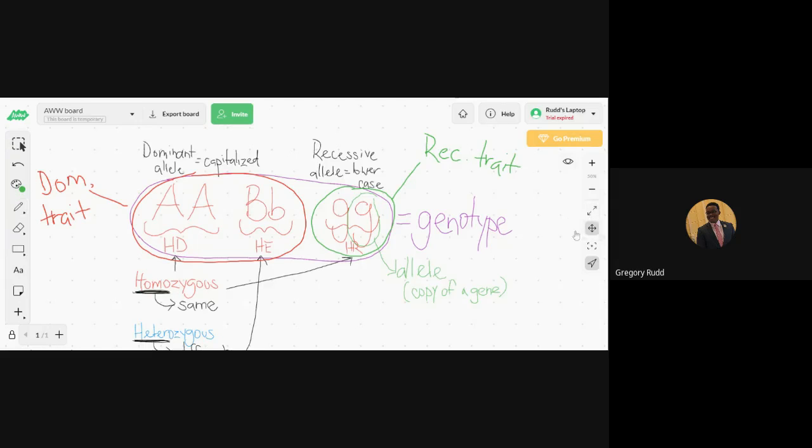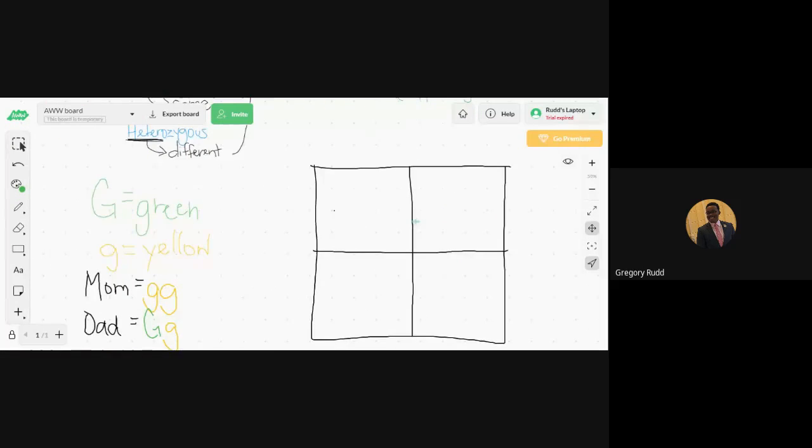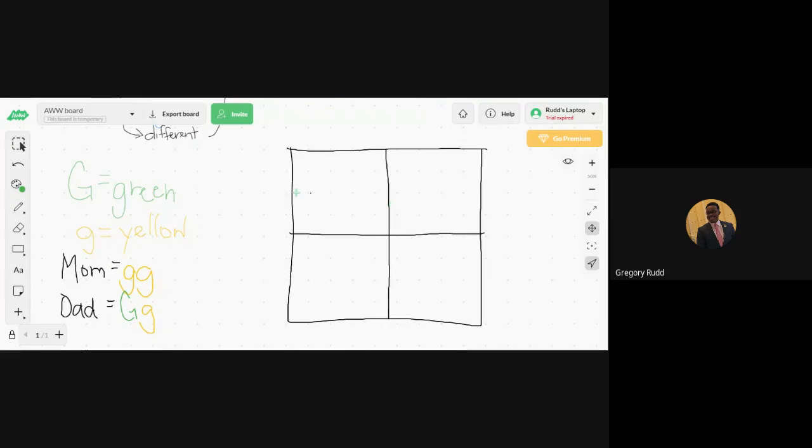All right. So let's go back to our Punnett square. They're telling us now that I've got two parents. We've got our genotypes already written out. How do I want to write them? Should I put mom on top? Let's put mom on top. So mom's got two alleles. She's got a lowercase g that I'm going to put right there. She's also got another lowercase g, which I'm going to put right there.